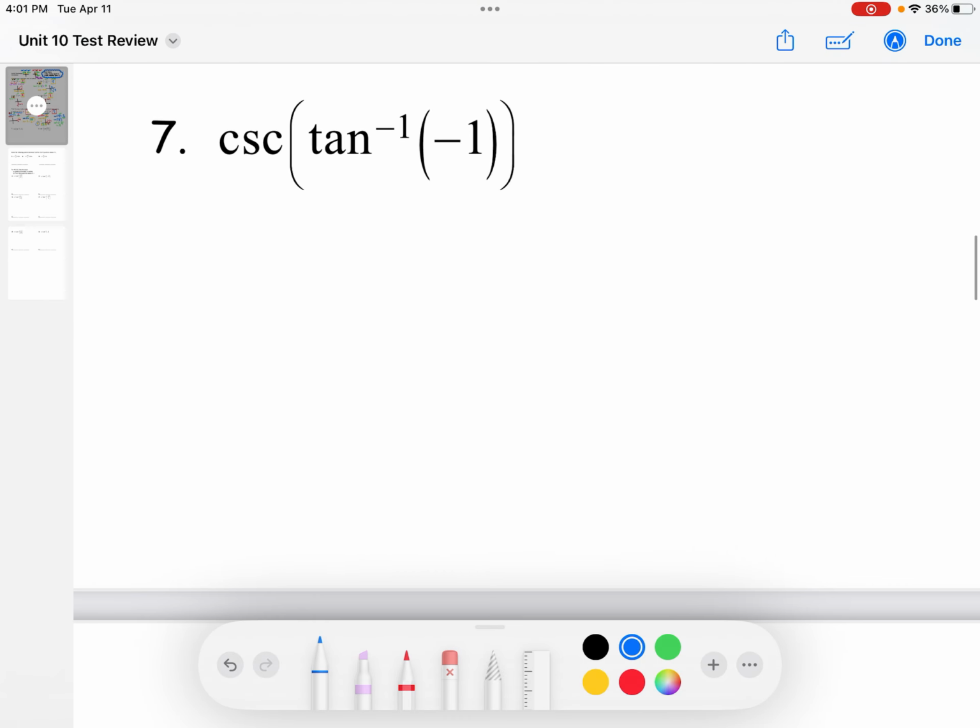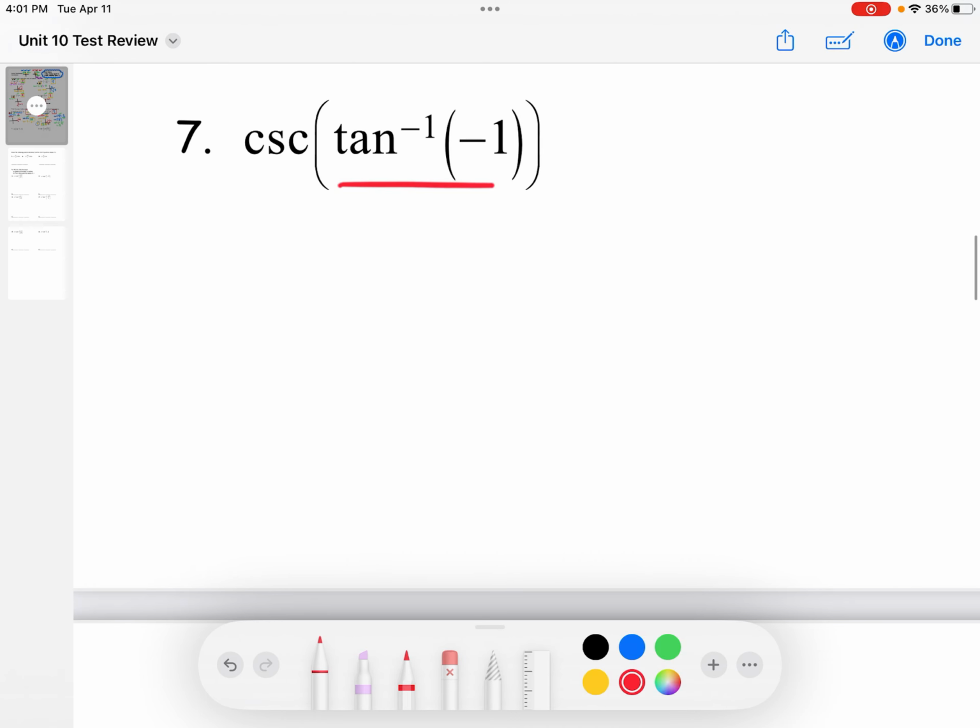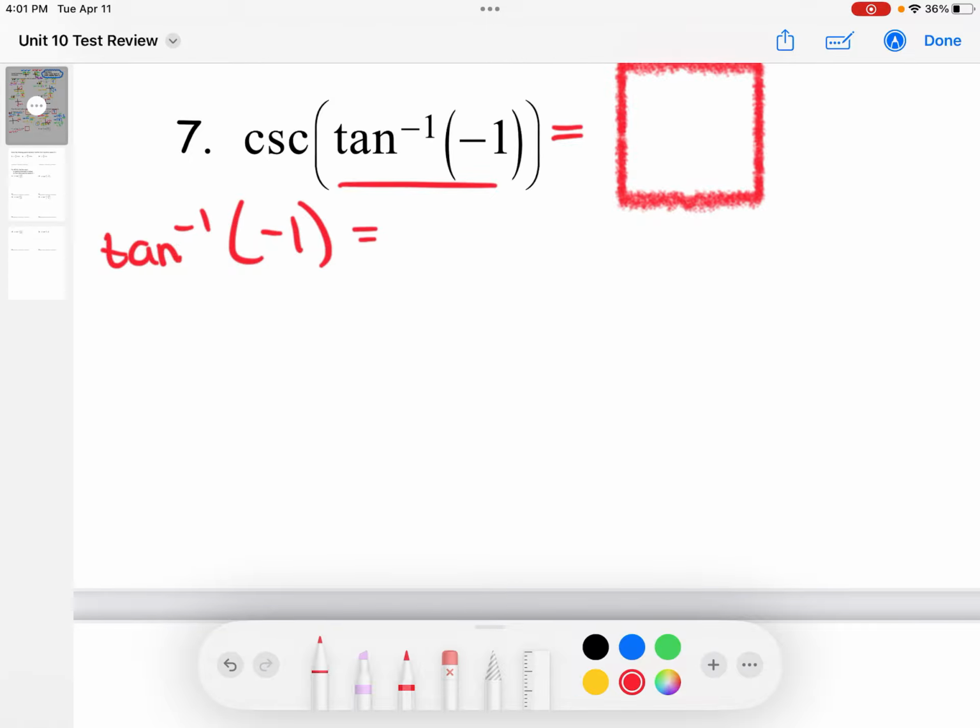Let's look at 7. Cosecant of tangent inverse of -1. We'll do the inside first. So tangent inverse of -1 will equal an answer. That -1 being inside an inverse is a ratio, so that answer will be an angle. If we look at tangent inverse, it can be in quadrant 1 or 4. With a negative ratio, this will be quadrant 4.